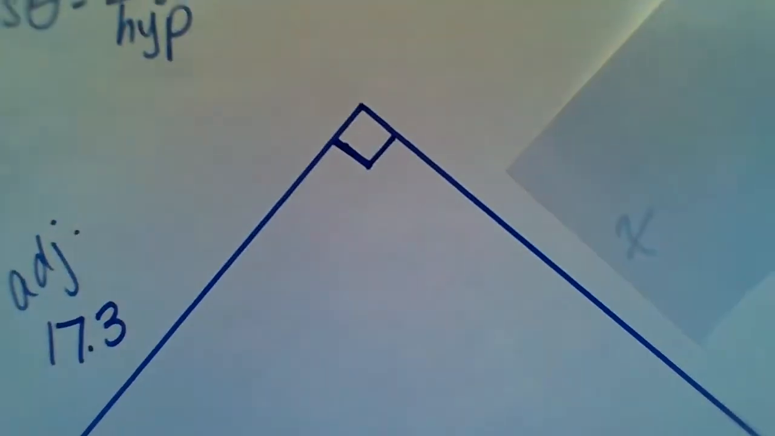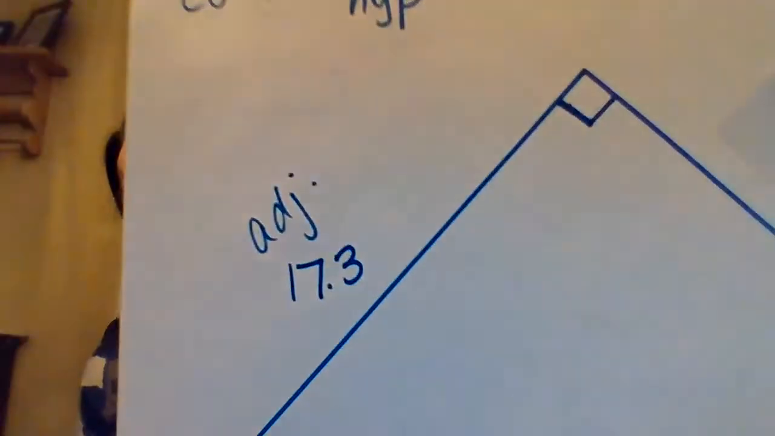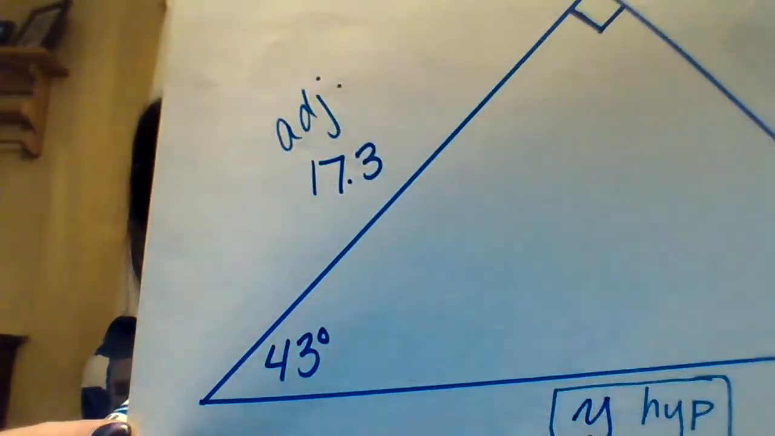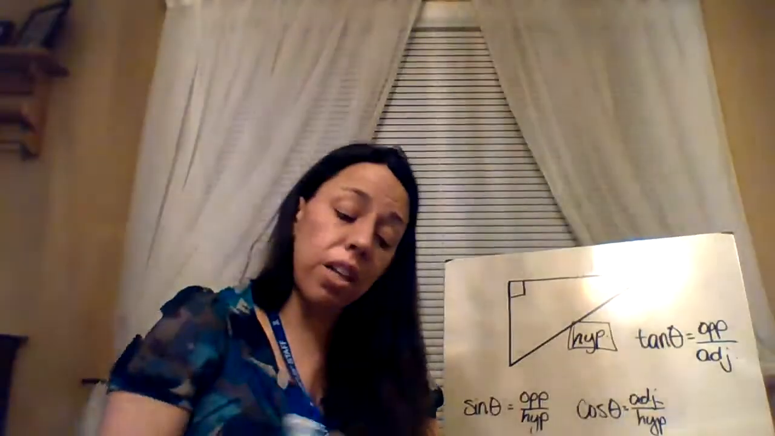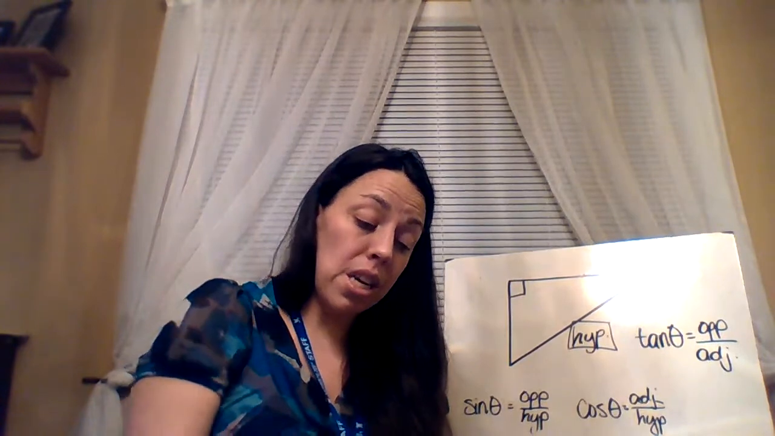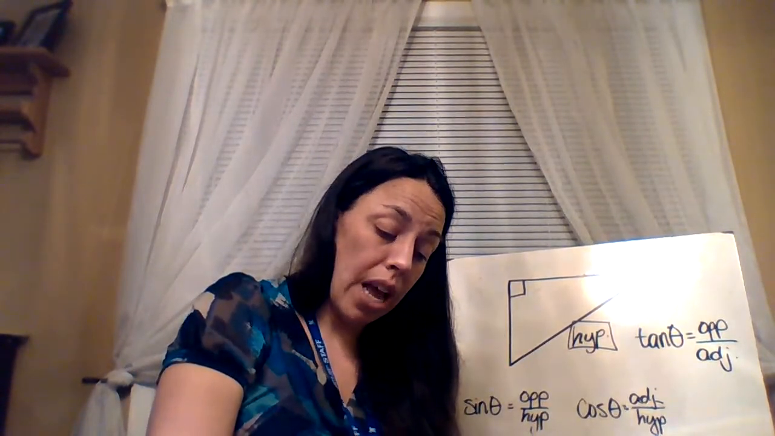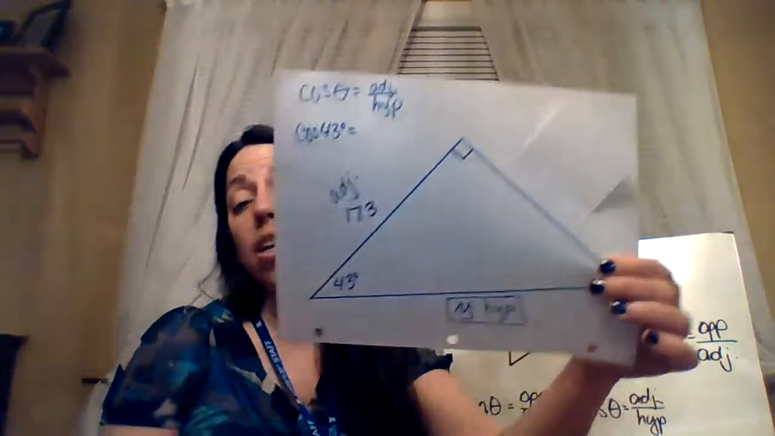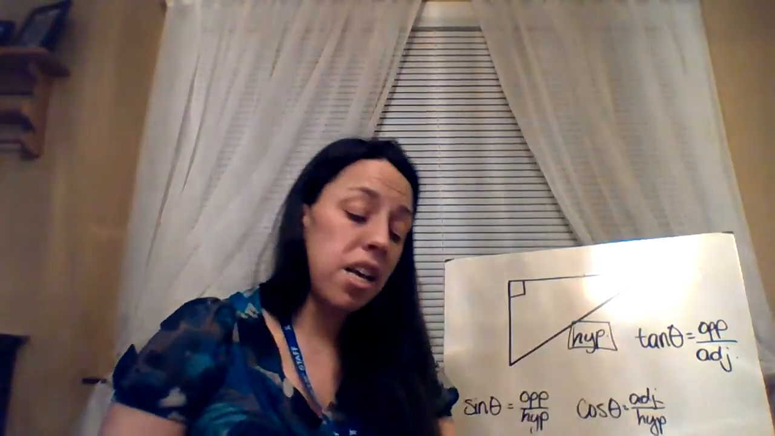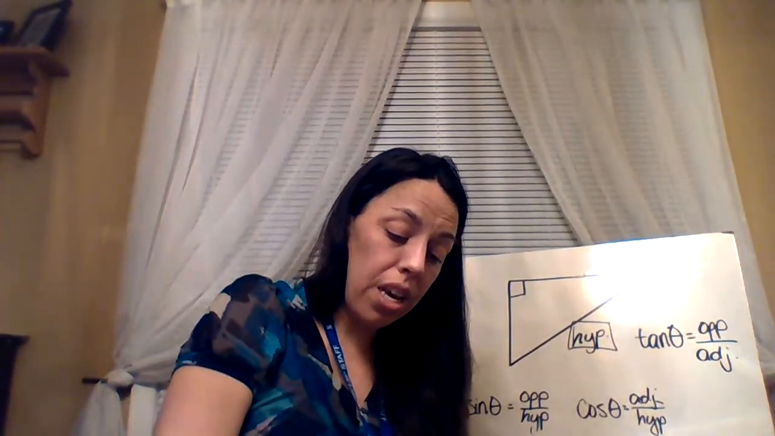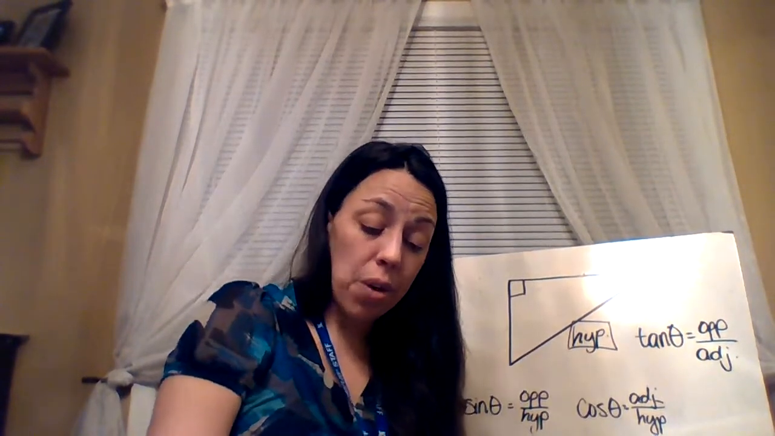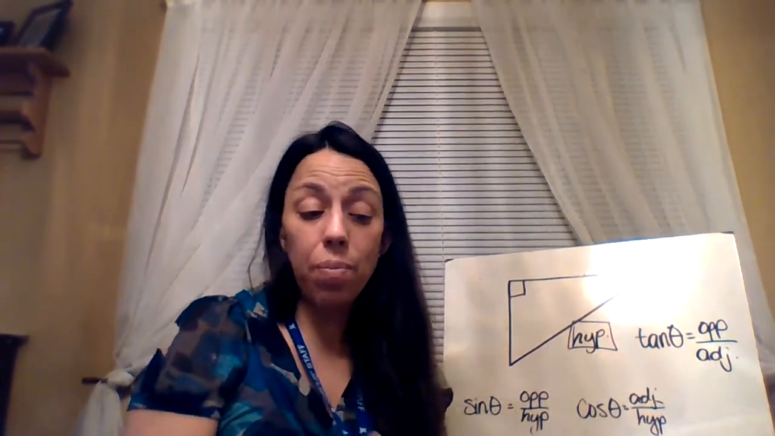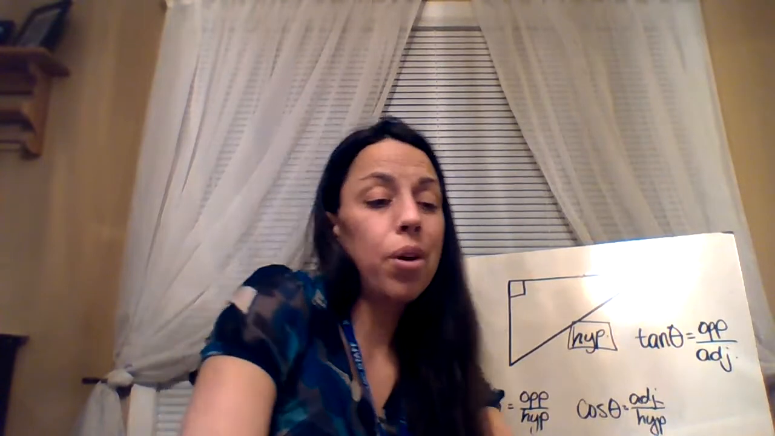So if we look at this picture, what is the value of the angle? Oh, there it is. Sorry, guys. The value of the angle is 43 degrees. So I'm going to write the cosine of 43 degrees equals, what's the value of the adjacent side? 17.3. And what's the value of the hypotenuse? What do you know? That's my unknown, y. I'm calling this one y this time.